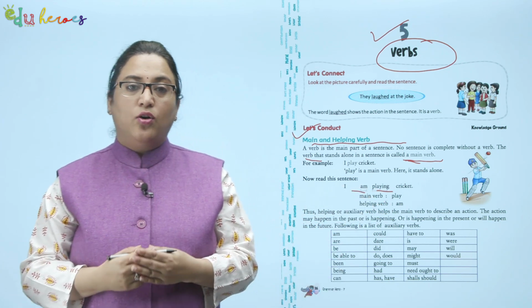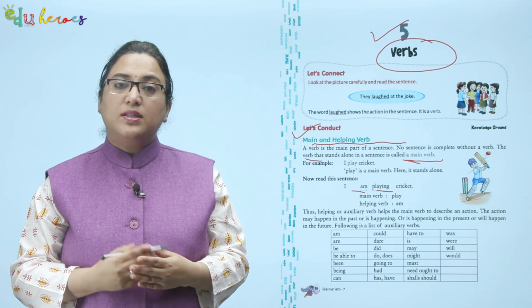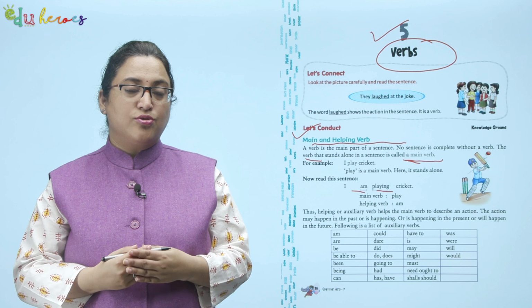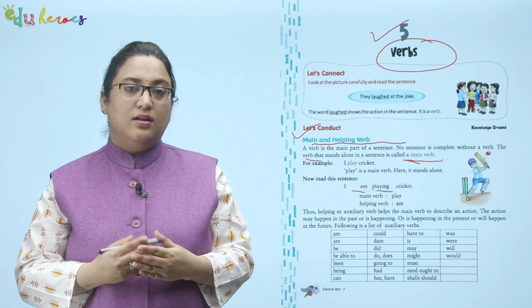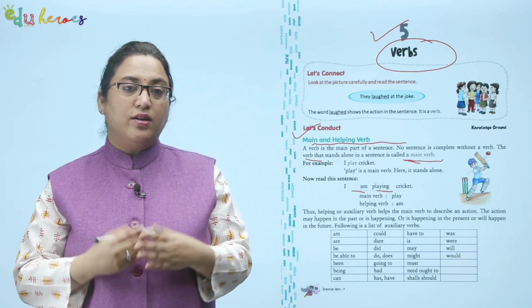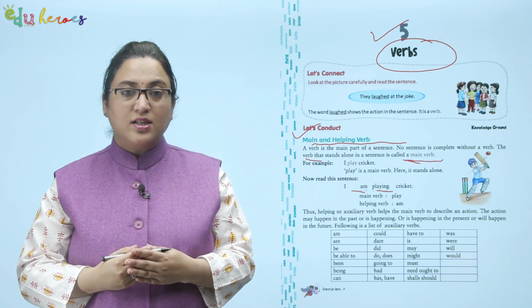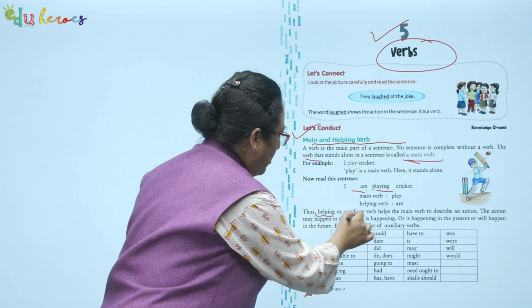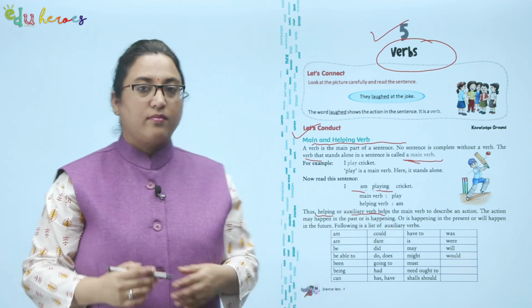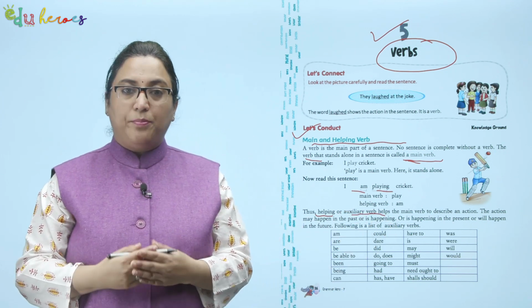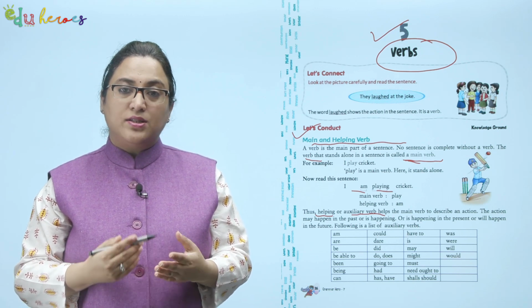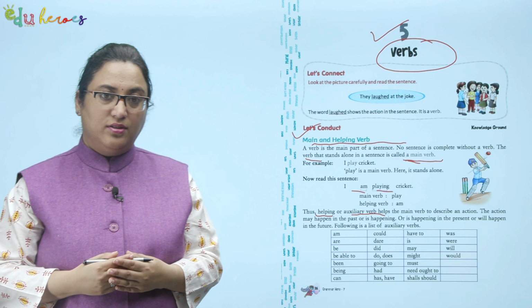Thus, a helping or auxiliary verb helps the main verb to describe an action. You can also remember it as an assistant. So, we have another name for helping verb, that is auxiliary. So, helping or auxiliary verb. The action may have happened in the past, or is happening in the present, or will happen in the future.